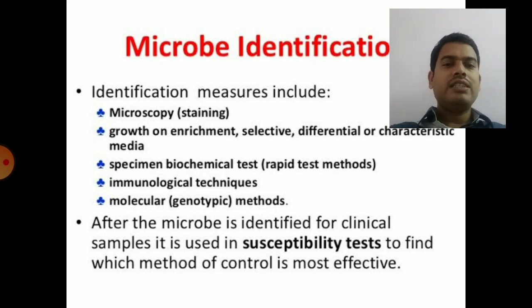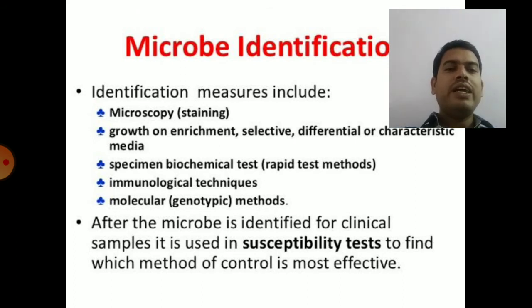And immunological tests, that is, antigen specificity. The bacterial species have different antigens on their surface, so by immunological techniques also you can identify that particular bacterial species. And by molecular methods, using PCR, DNA hybridization, etc., you can also identify these microorganisms, especially the species of the microorganisms.